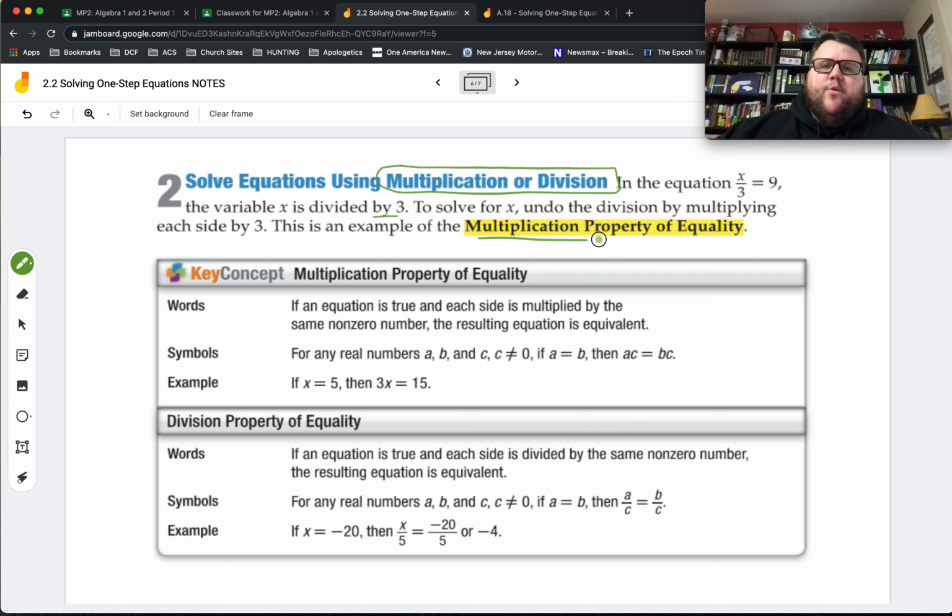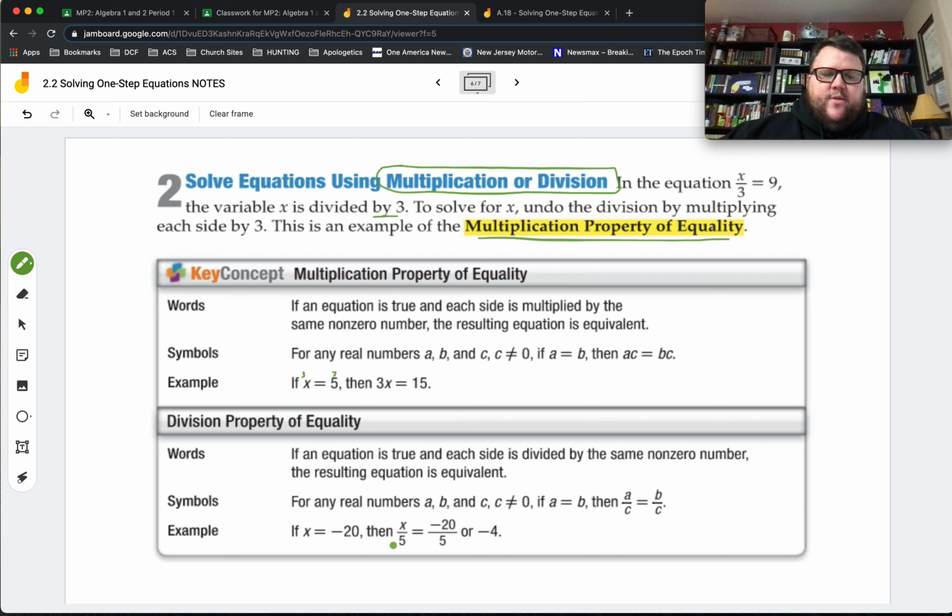This is an example of the multiplication property of equality. So just like yesterday, we're going to do the opposite. We're going to break what's holding the variable to the number. We're going to do the opposite. So the multiplication property says that if x equals 5, then 3x equals 15. Because if I multiply both sides by 3, you would get 3x equals 5 times 3, which is 15.